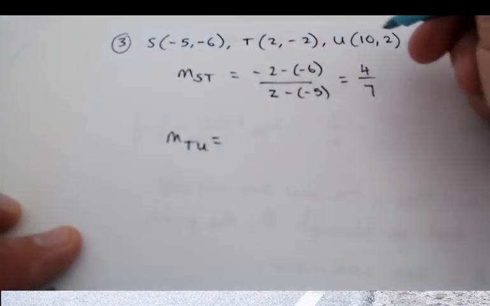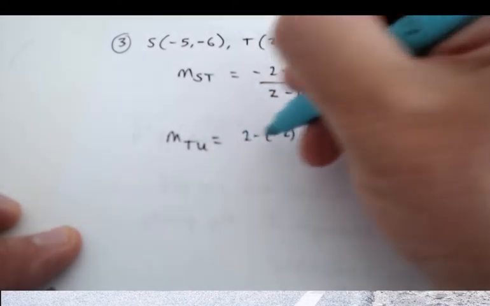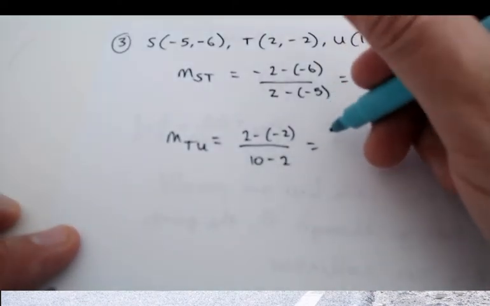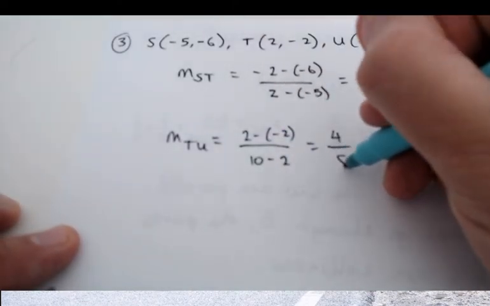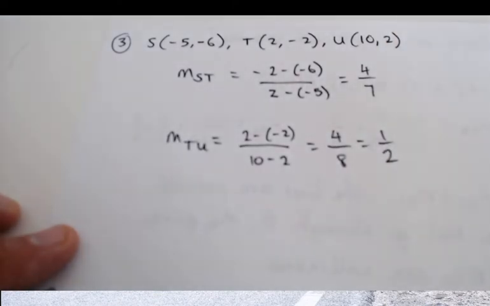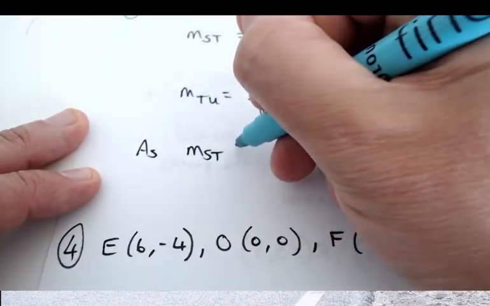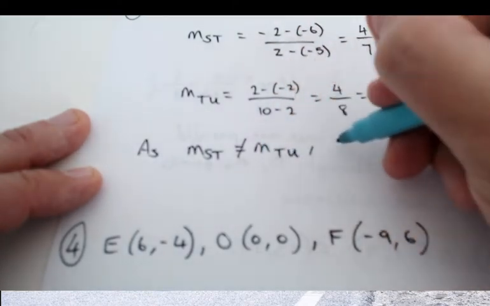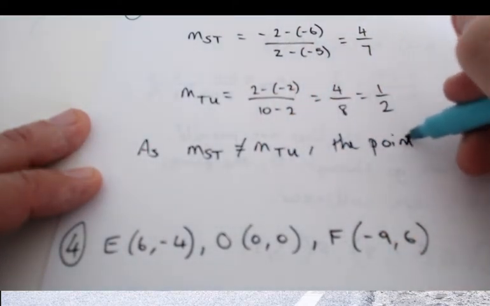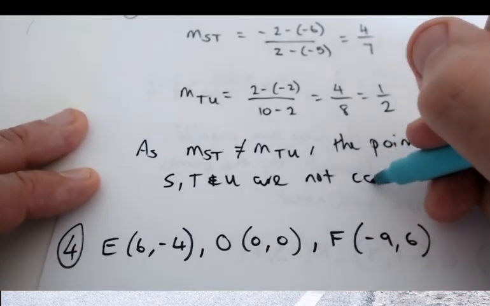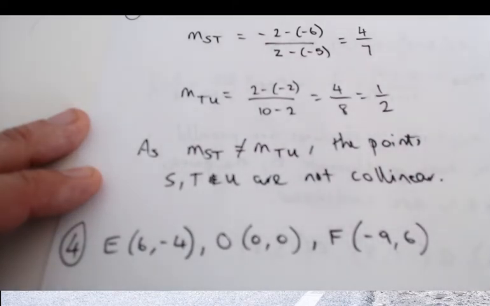But then going to do the gradient of TU, which will be 2 take away minus 2, 10 take away 2. 2 take away minus 2 is 2 add 2, which is 4. 10 take away 2 is 8, which is 4 over 8. Okay, so that will give me a half. Again, gradients are not the same, they cannot be collinear. And that's how we would express our answer.